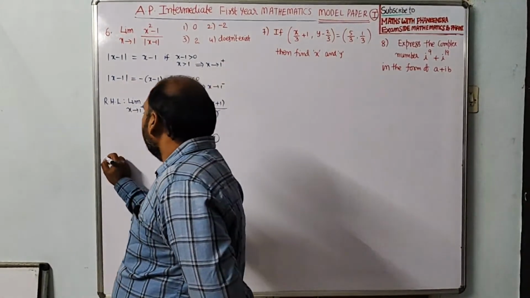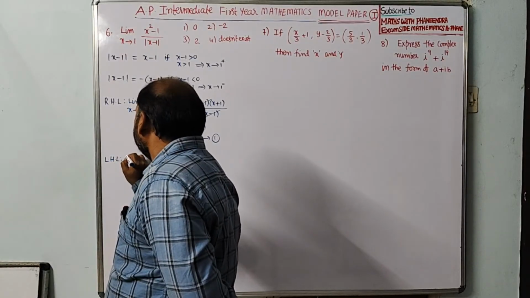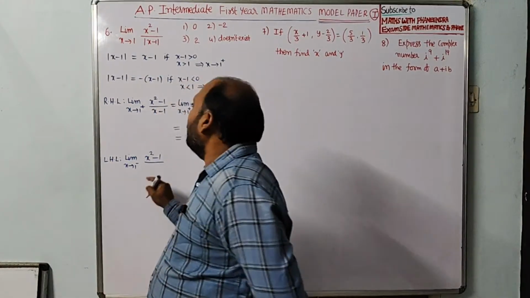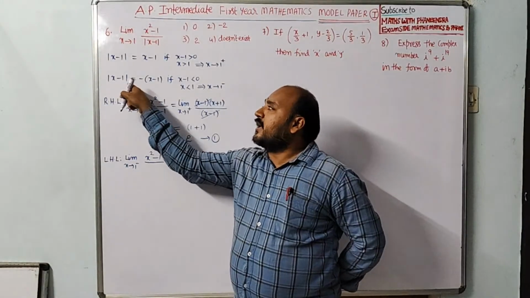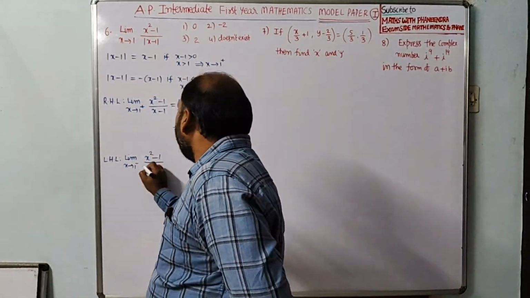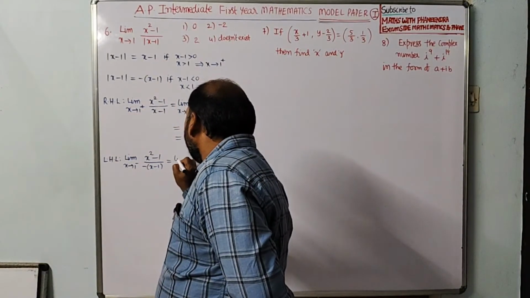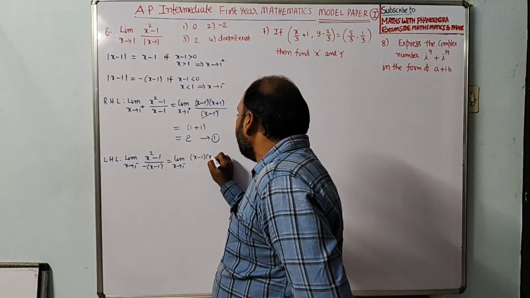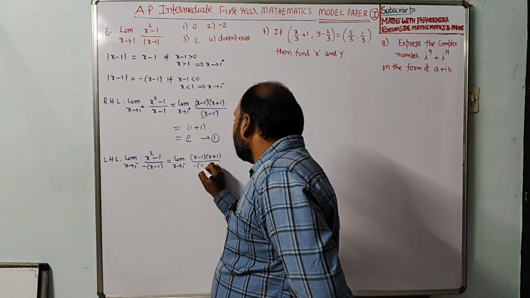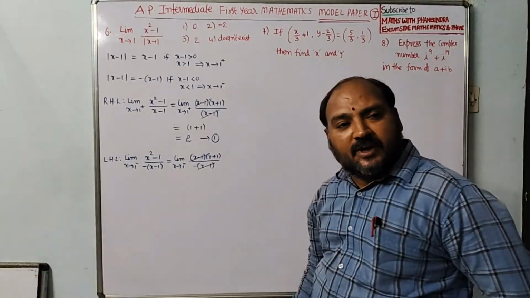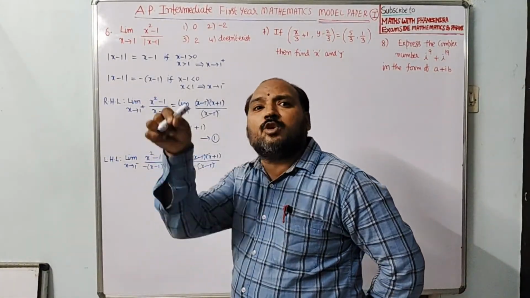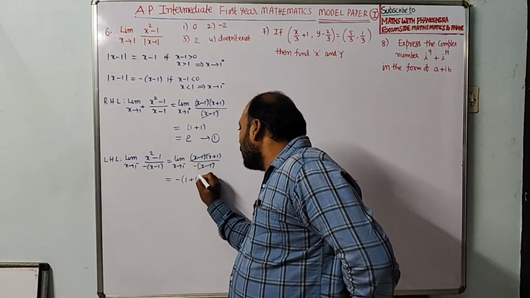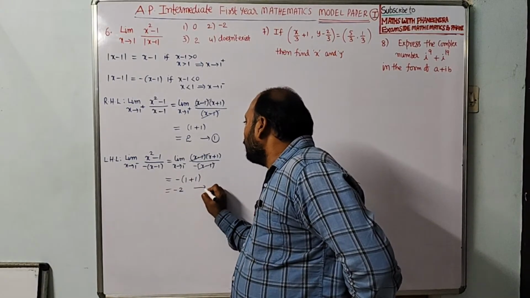Equation number 1. Next, LHL, left hand limit. Limit x tends to 1 minus, x square minus 1 divided by, whenever x tends to 1 minus, mod x minus 1 value is minus of x minus 1, no? So minus of x minus 1. So x square minus 1 can be written as (x minus 1) into (x plus 1) divided by minus of (x minus 1). So x minus 1 gets cancelled. X tends to 1 minus means x is equal to 1, substitute. Wherever x is there, replace. Already minus is there in the denominator. 1 plus 1 which is equal to 2, so minus 2. Equation number 2.